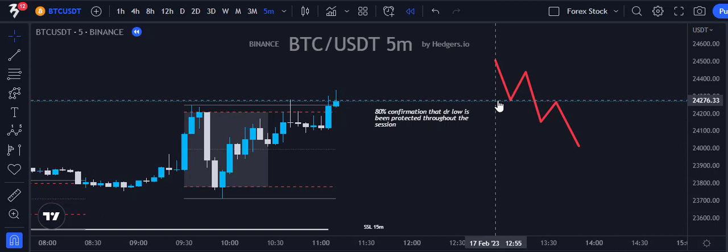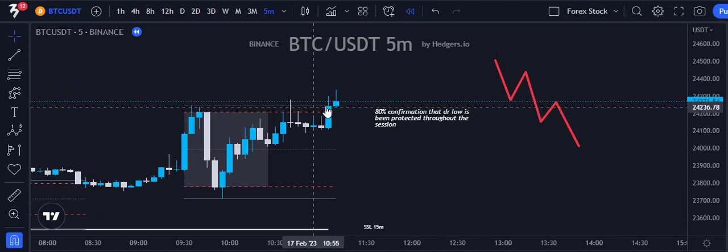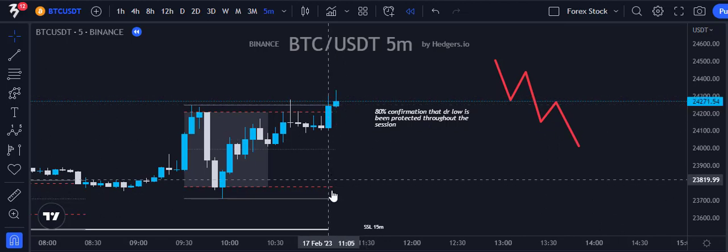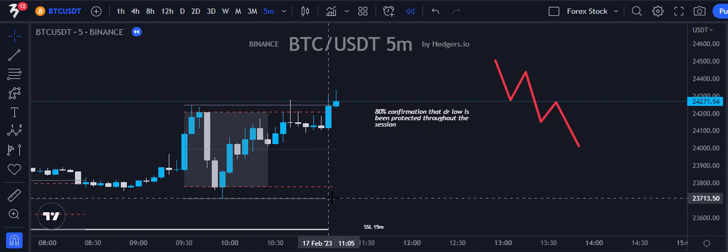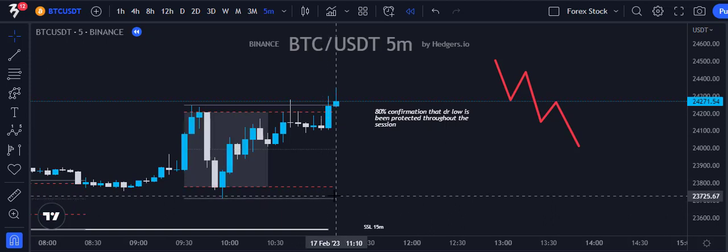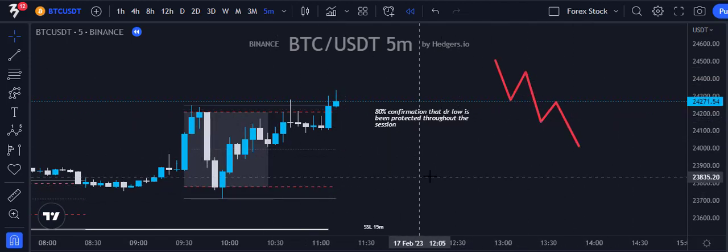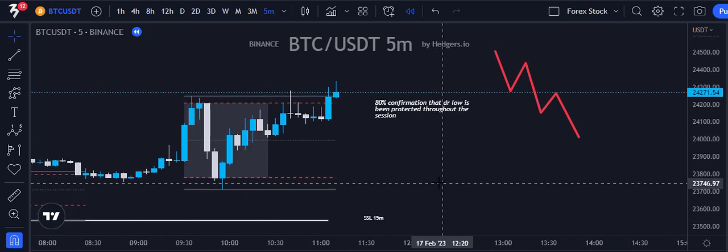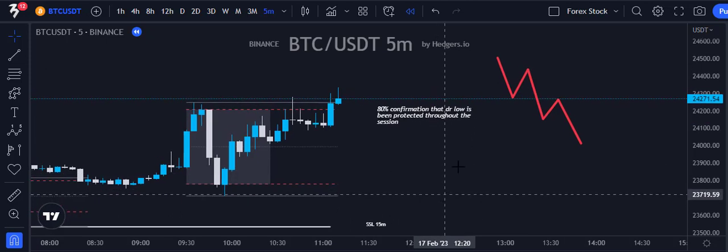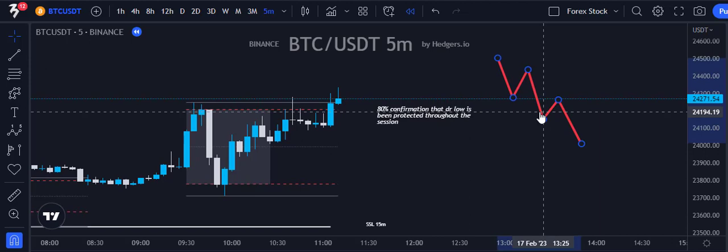Now vice versa, if this is taking the lows, for example, if it's taking the confirmation of this 5 minutes time frame, closing body closing below the DR low, then you will be confirmed that the trend is already downside and more downside targets are going to happen. So right now the trend is to the upside.